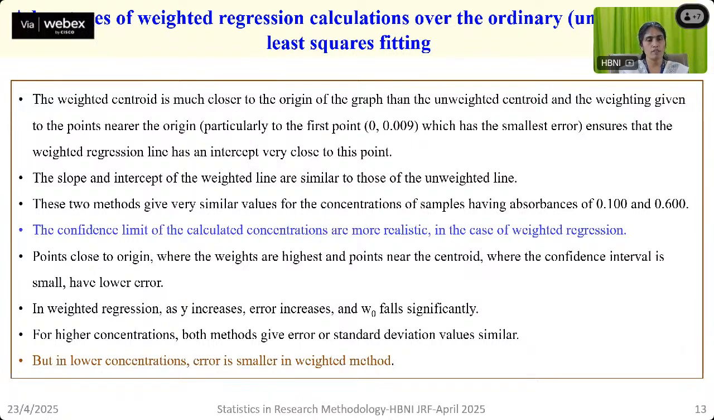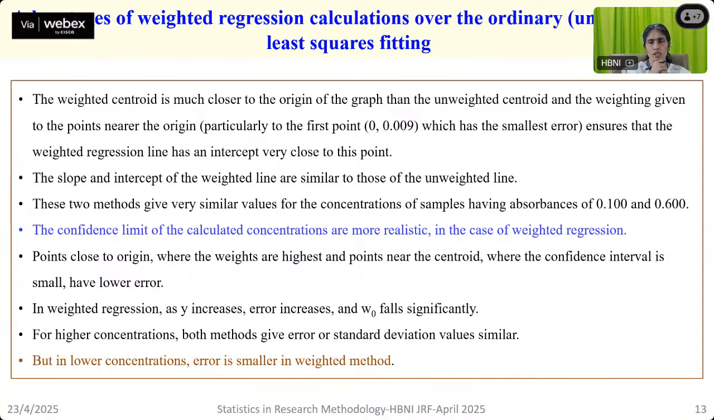These are a list of advantages of the weighted regressions over the ordinary least square fitting. When you are working at higher concentration, there is not much of difference, but when you are doing it at lower concentration, you can visually see that if you compare the calibration lines and the width of the calibration line, that is the confidence intervals, you can easily visualize that the centroid is much closer to the origin in the case of weighted regression line. That means the centroid is the ideal point of the calibration function. That means values will be more reliable towards the centroid.